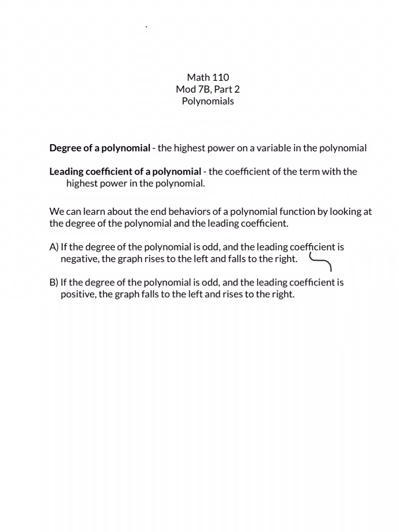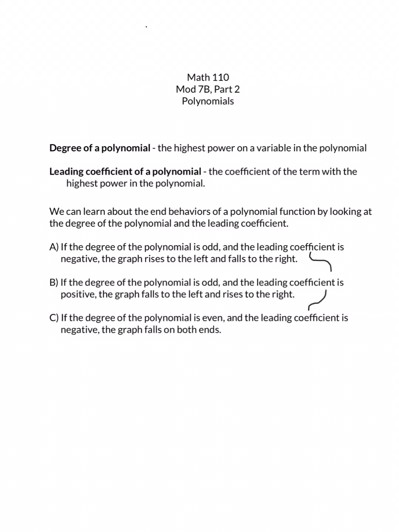If the degree of the polynomial is odd and the leading coefficient is positive, the graph falls to the left and rises to the right. So it does the opposite of the first possibility. If the degree of the polynomial is even and the leading coefficient is negative, the graph falls on both ends. So it might look something like this.